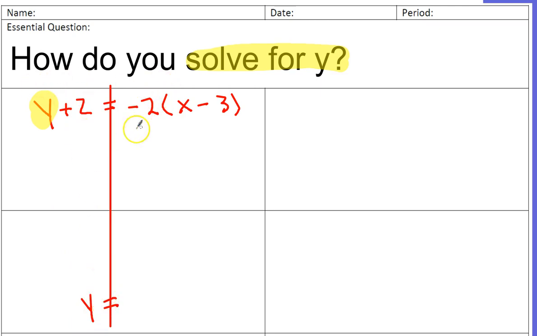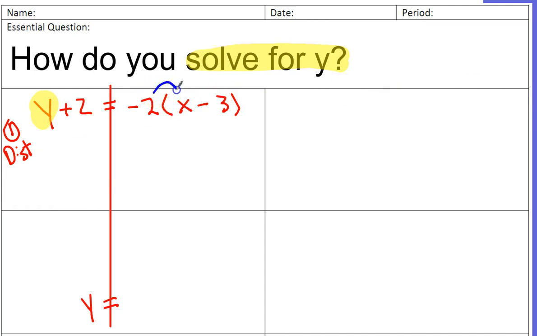Now to do that, I'm going to start by distributing. My plan is first I'm going to distribute, and I know I'm going to distribute because I see parentheses. Anytime I see parentheses, I know I need to distribute. And then the only other thing that I have to do here, there's a plus 2 with the y, so I have to move the 2. And after I move the 2, I'm done. So let's start out by distributing.